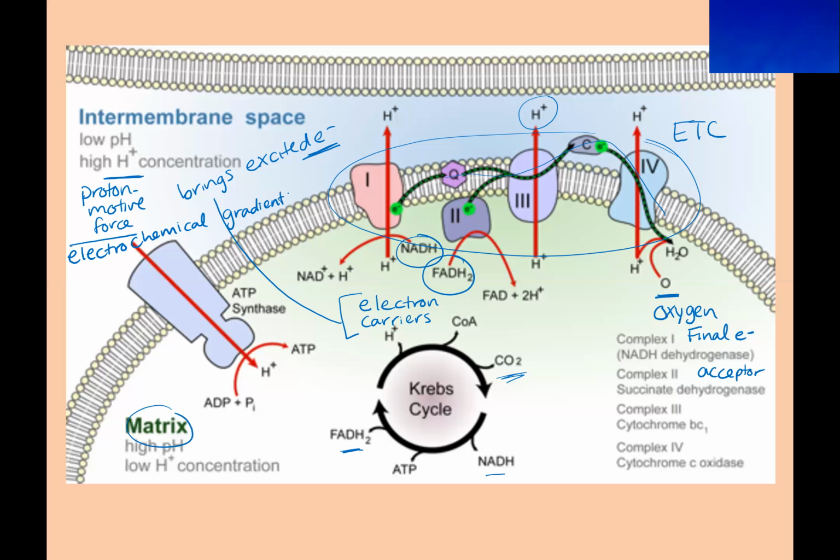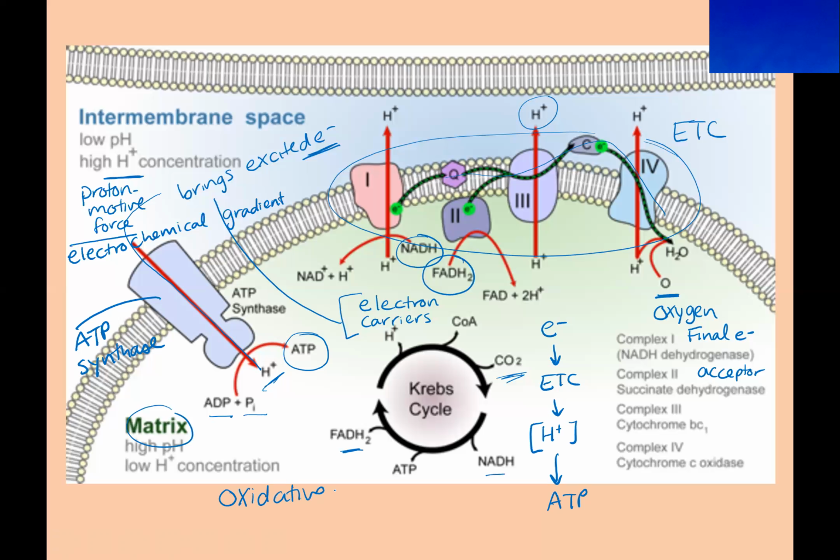But what's most important is that we're using electrons in the electron transport chain to make a hydrogen ion concentration gradient, which then is going to make ATP. So this blue molecule is ATP synthase. And remember, as the hydrogen ions flow down, ADP and phosphate are combined and we make ATP. So this big process is called oxidative phosphorylation.